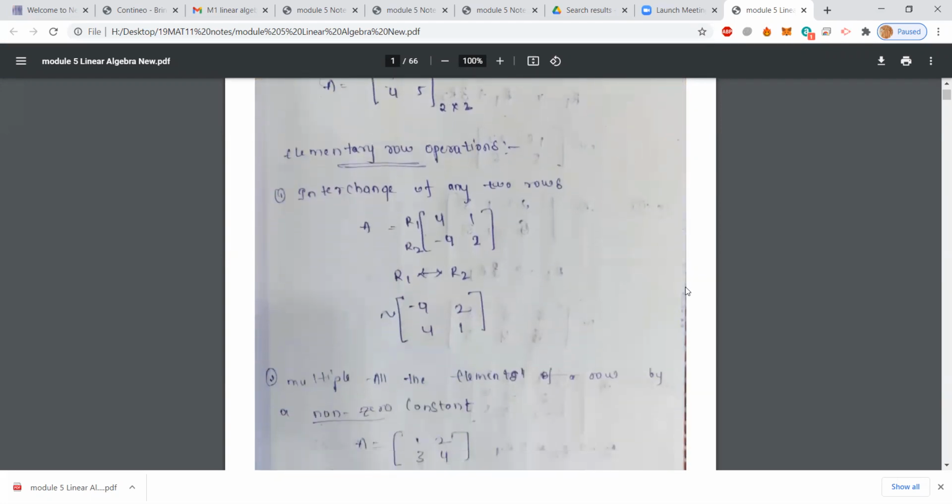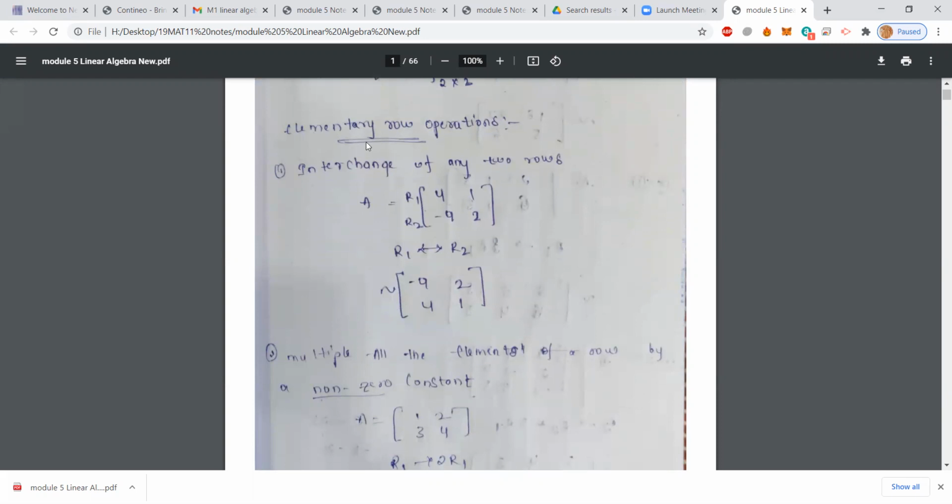There are 3 elementary row operations. See the first one, interchange of any 2 rows for a given matrix A. The matrix A here given is 4, 1, minus 9, 2. So I am going to interchange the rows R1 and R2. So in the place of R1, you should write R2. In the place of R2, you need to write R1. So the resultant will be the matrix minus 9, 2, 4, 1.